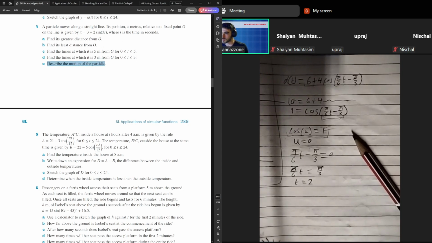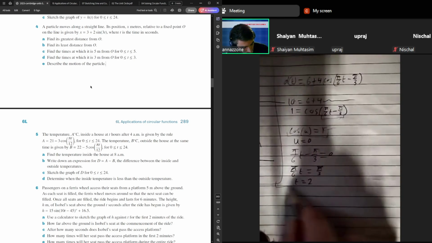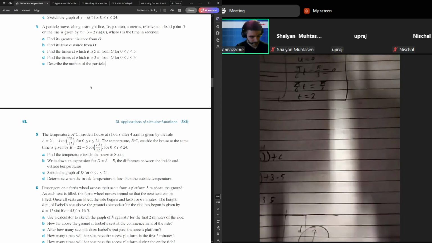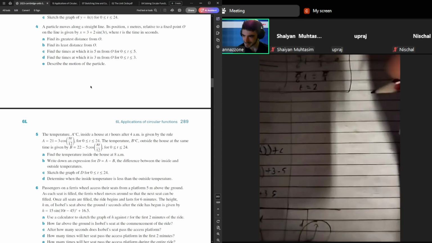Now here's a weird question. Describe the motion of the particle. You've got a graph, or I guess a rule, that tells you what the particle is doing. How would you describe that physically speaking? I'll start drawing a picture, and we can play a bit of Pictionary, where you draw a picture and people have to guess what it is. Who can get it first?